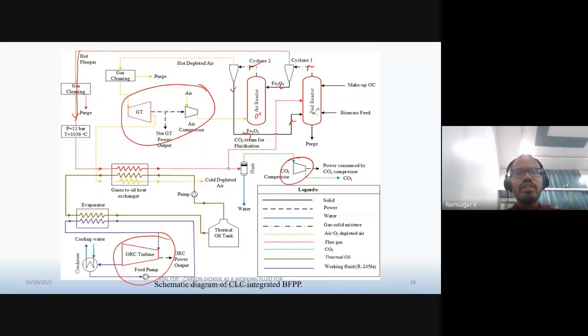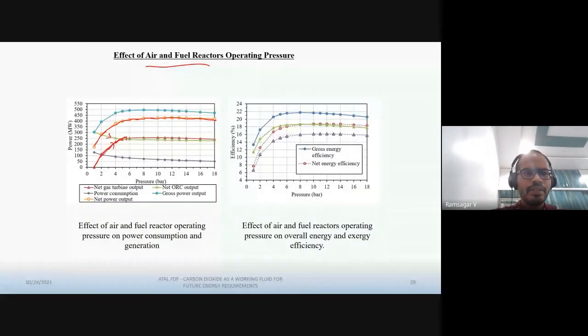After complete combustion, the amount of energy released will be constant. The only question is how effectively we extract from that available energy. As the gas turbine gives more power as pressure increases, it utilizes more energy from the stream, and the leftover energy transferred to this thermal oil cycle will be less, which slowly reduces the ORC power output. But the net power output is a summation of net gas turbine output and ORC power output, and the rate of increase of gas turbine power output is very high. That's why we see the increasing trend in net power output.